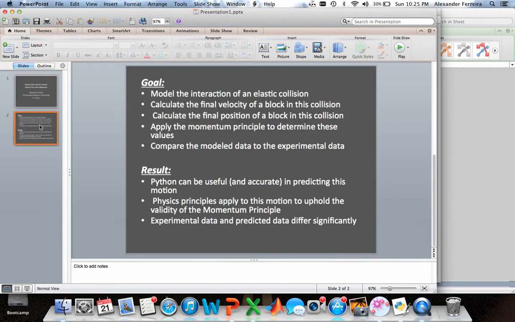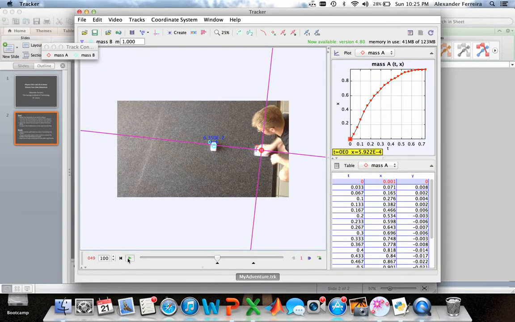In this lab, we'll be looking at an elastic collision that occurs between two blocks. Our goal is to calculate the final velocity and final position using the momentum principle with these blocks. Our result was that the physics principles applied to this motion, and Python is very useful in predicting these results. So now we're going to take a look here at Tracker.